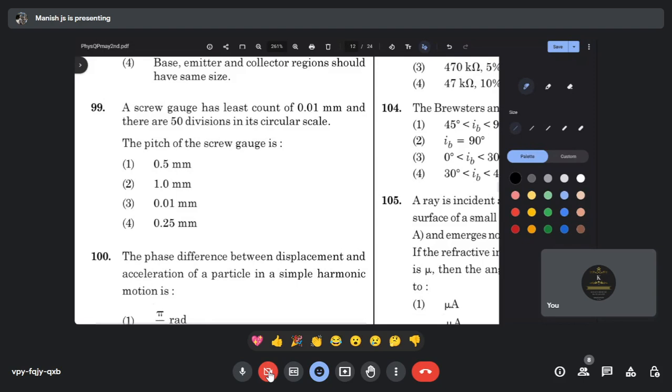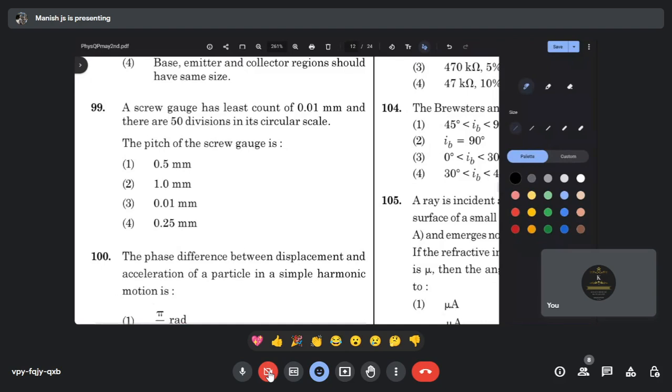0.5. Yes, sir. So how do you solve it? Number of divisions by least count. So number of divisions is 50 and least count is also given in the question. So you go for substitution, you get the answer as 0.5.